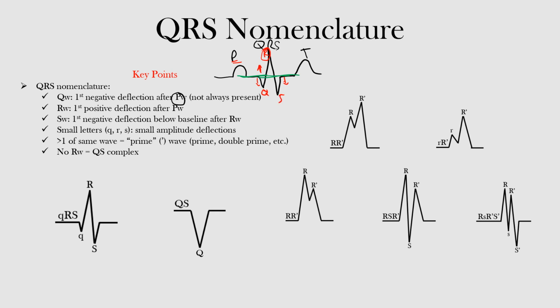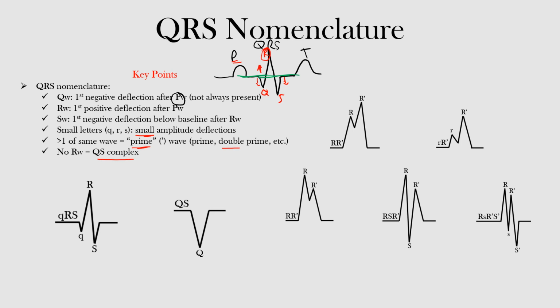So those are the basic waves. As long as you know them, it shouldn't be too hard. Now, sometimes you'll see small letters used, not all the time, but if you do, there will be a small q, small r, and small s, and those represent small amplitude of the deflections. That's all it represents. If you have more than one of the same wave, we call them prime waves. If you have more than two of that, we'll call it a double prime, and so forth. Now if there's no R wave present, so no positive deflection, we call it a QS complex.